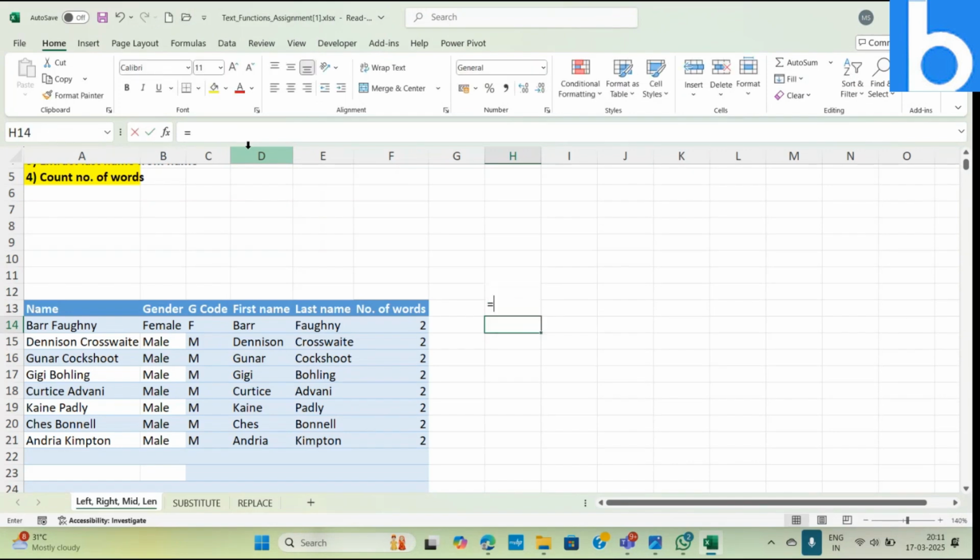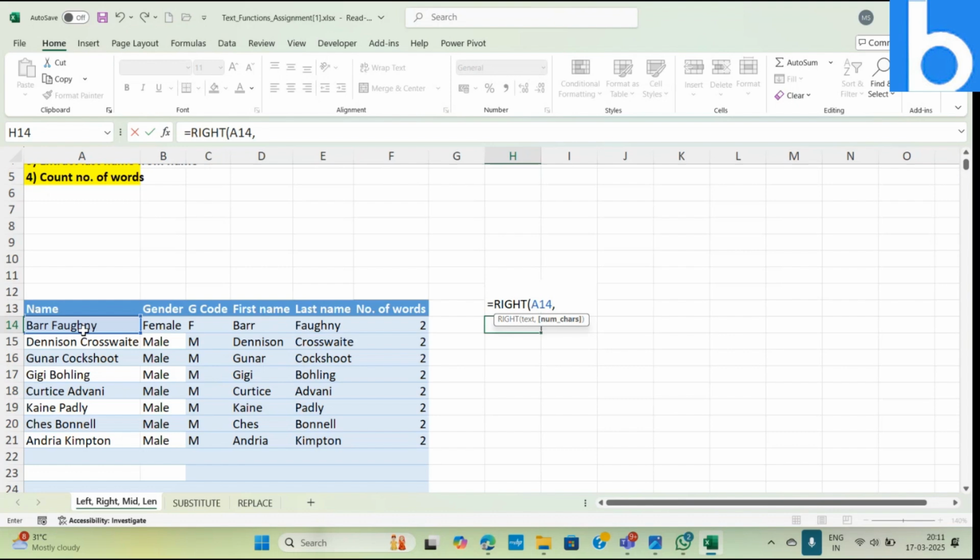Equal to right. Okay, my text is what? Barr Fogny. Anyway, it's very horrible today. A14, comma, number of characters from the right of the string, that is, from the end of the string. Over here, I'm seeing it as 7.